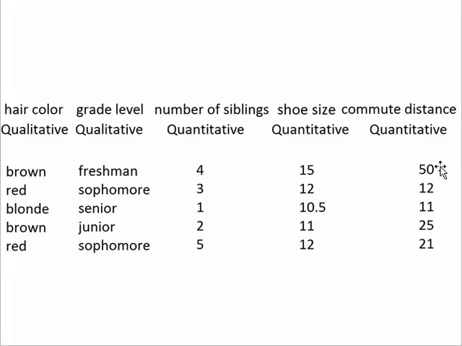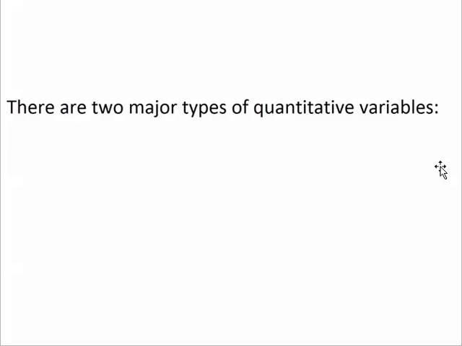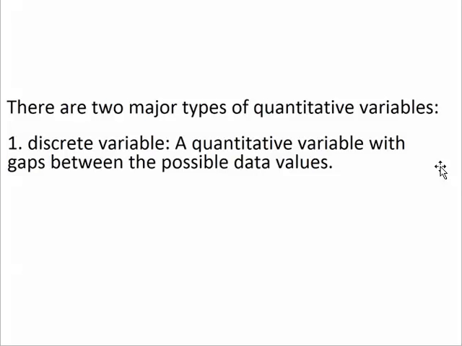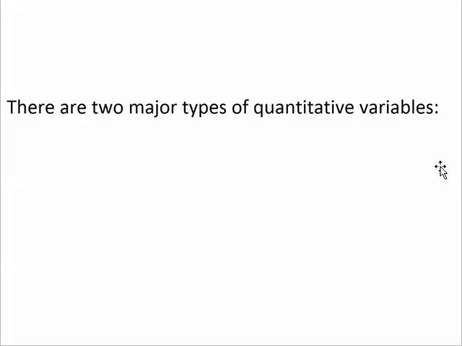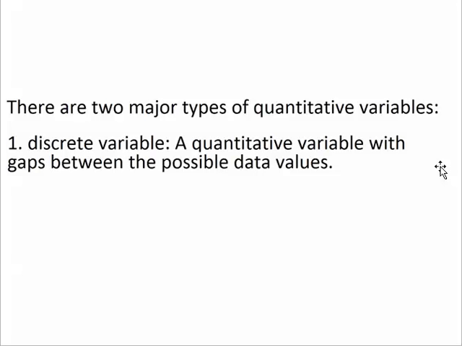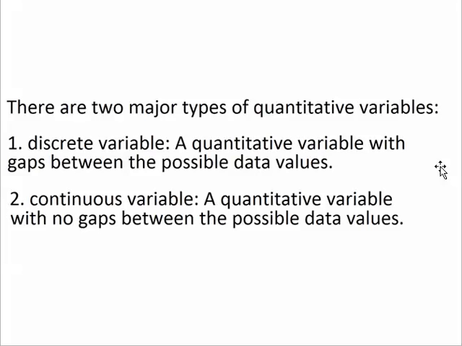Now we'll cover two types of quantitative variables and two types of qualitative variables. The two major types of quantitative variables are discrete variables and continuous variables. A discrete variable has a limited number of possible values with gaps in between the possible values. And a continuous variable is a quantitative variable with no gaps in between the possible values.